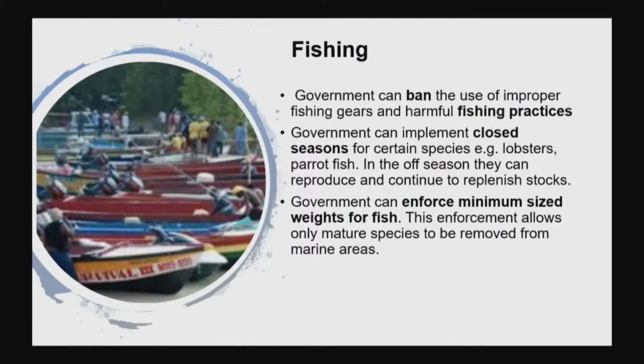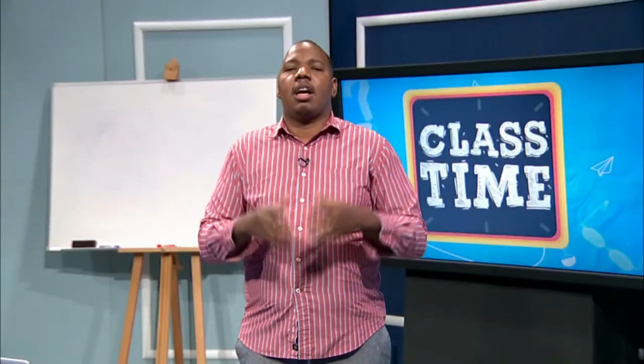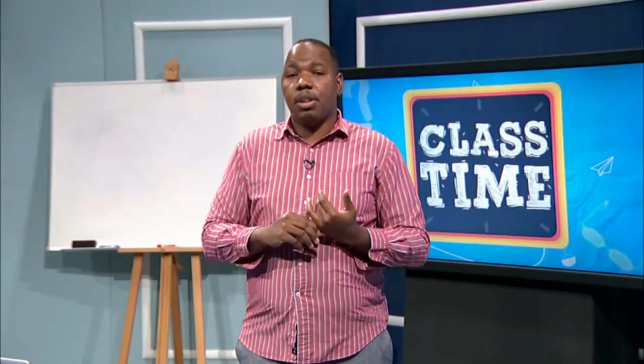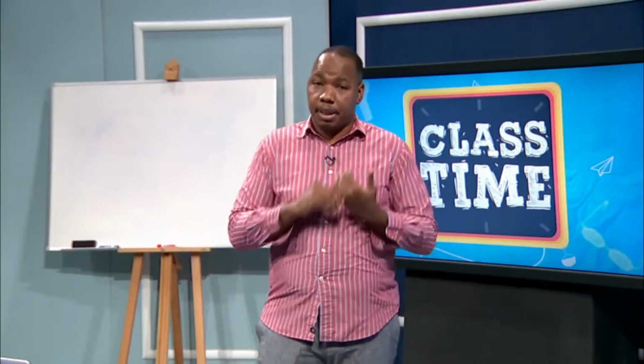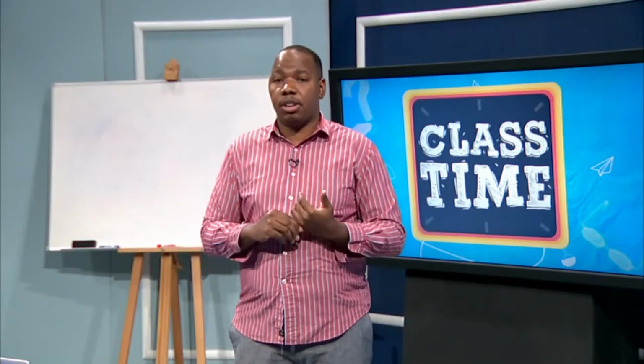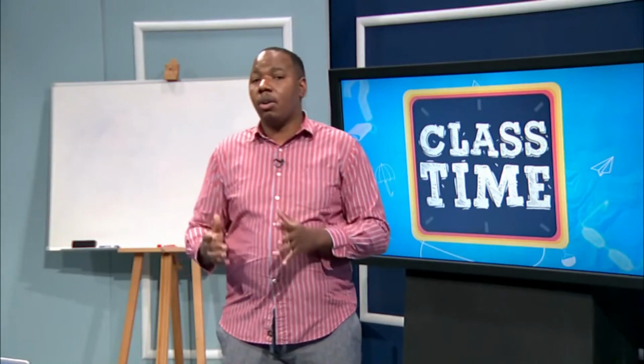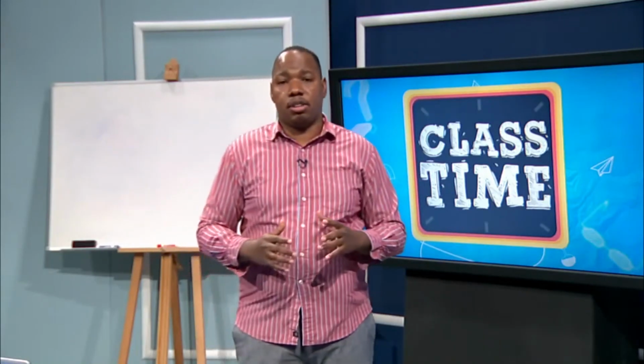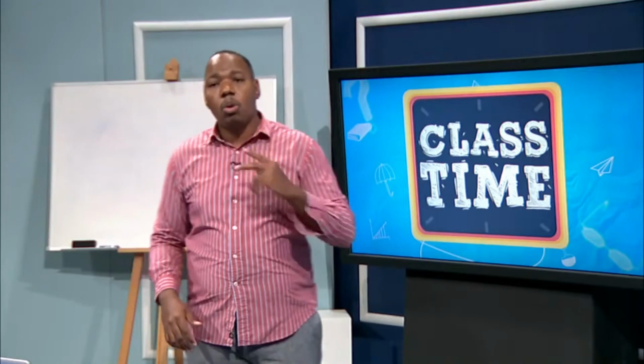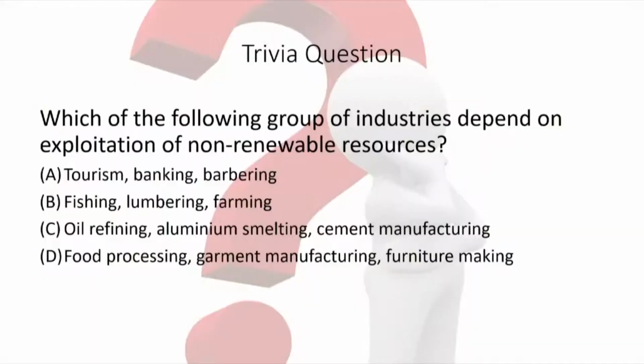Now, that is it in a nutshell. We have covered the factors influencing industrial location, and particularly as it relates to primary industries. In our next lesson, we're going to look at secondary industries. But I just want to leave you with two quick questions. The first is, which of the following groups of industries depend on the exploitation of non-renewable resources?